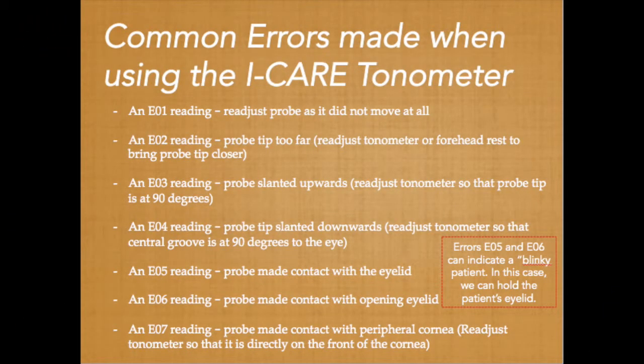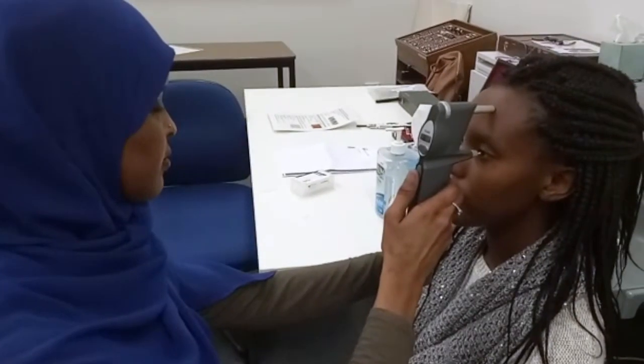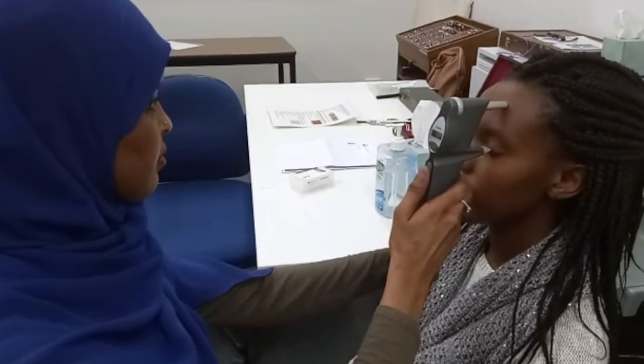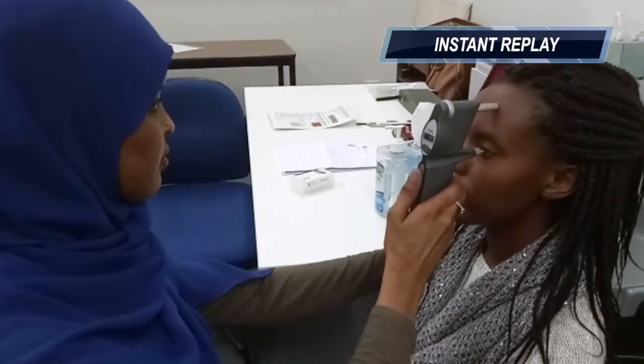Here are some of the error readings that we can get while using an I-CARE tonometer and the ways to fix these errors. We can also get a BATT reading, and this means that the batteries are low and should be changed. When the machine detects these errors, it will make a double beep sound. This next clip is an example of a blinky patient, which can cause an error like E05 or E06. Make sure you listen for the double beep, which indicates the error. Let's listen to that double beep again.